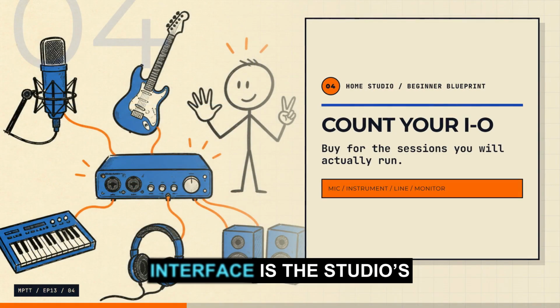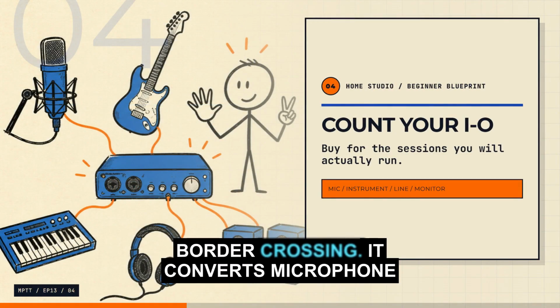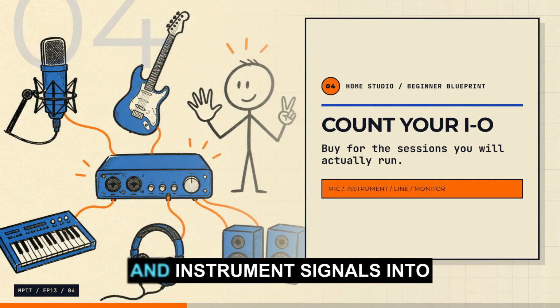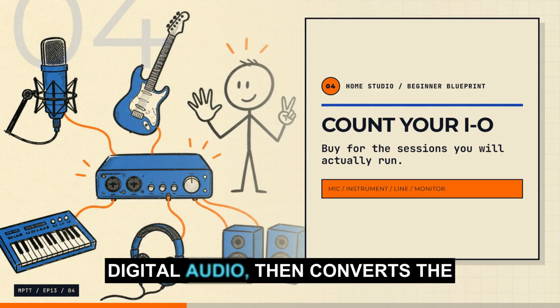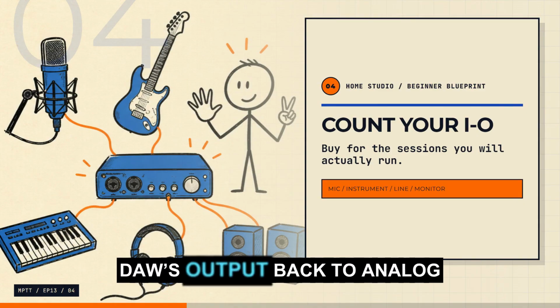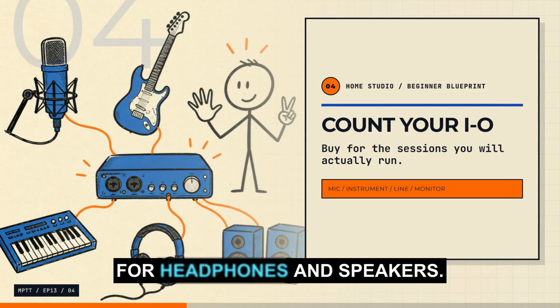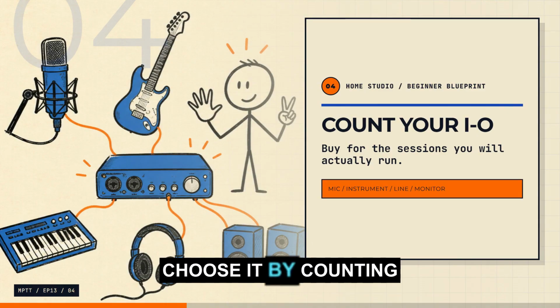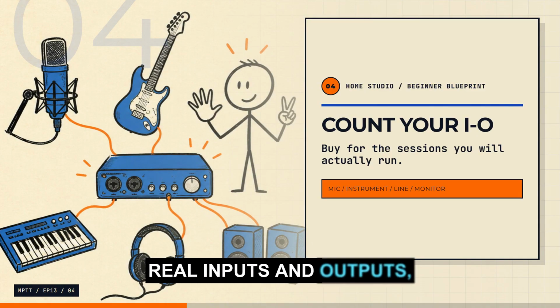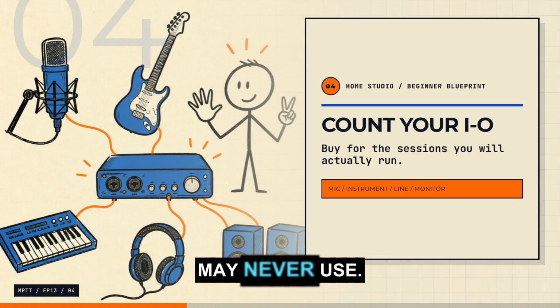The audio interface is the studio's border crossing. It converts microphone and instrument signals into digital audio, then converts the DAW's output back to analog for headphones and speakers. Choose it by counting real inputs and outputs, not by counting features you may never use.